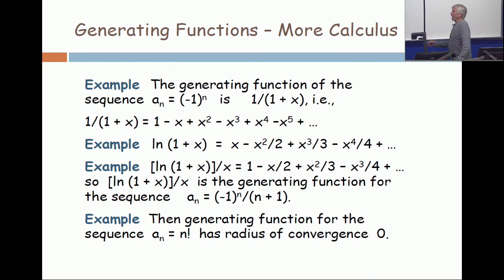Okay, now, if I take the expression in the second line, it's not in a neat form because it doesn't have a constant in it. Or it does, but the constant is 0. But if I divide both sides by x, then I have 1 minus x over 2 plus x squared over 3. It alternates back and forth. So now I can say that the function, logarithm of 1 plus x over x, is the generating function for the sequence a_n equals minus 1 to the nth power over n plus 1.